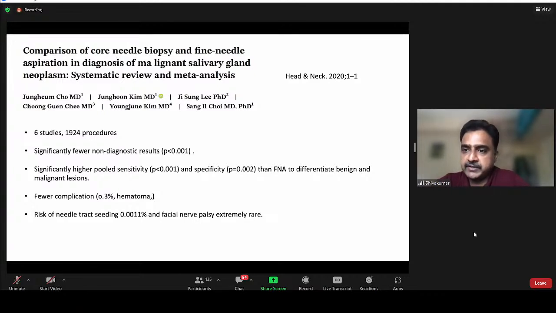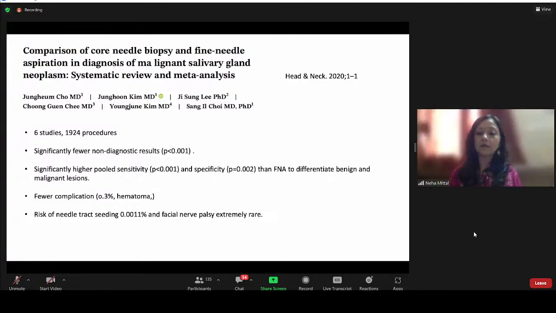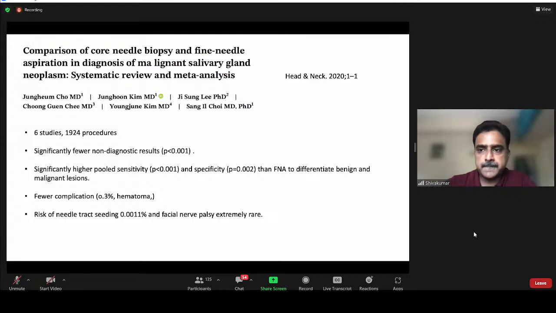So if necessary, a core needle biopsy can be safely performed, is what I would like to put across with this slide. Dr. Neha, would you want to add to that? No, yes, this paper highlights that core needle biopsy is quite safe. The age-old thinking was that the risk of needle tract seeding, especially with high-grade malignancies, is the reason why many sites in the body previously did not undergo core needle biopsy. The salivary gland was considered one of those sites, and this paper mitigates that thought. So core needle biopsy is quite safe.